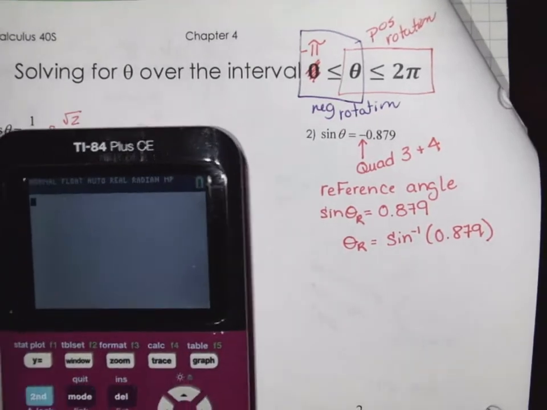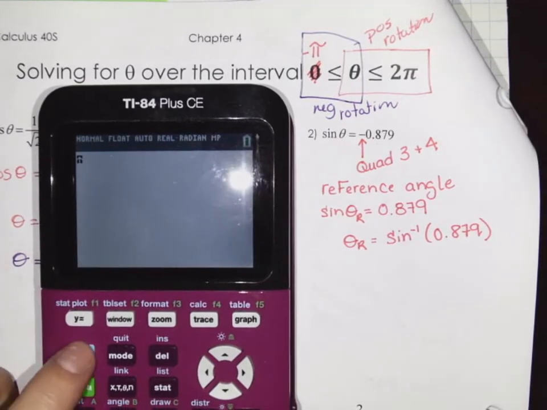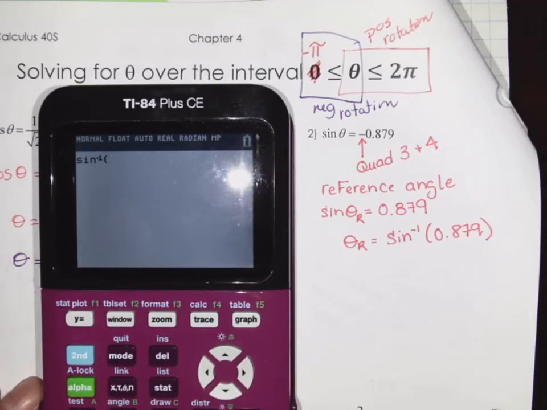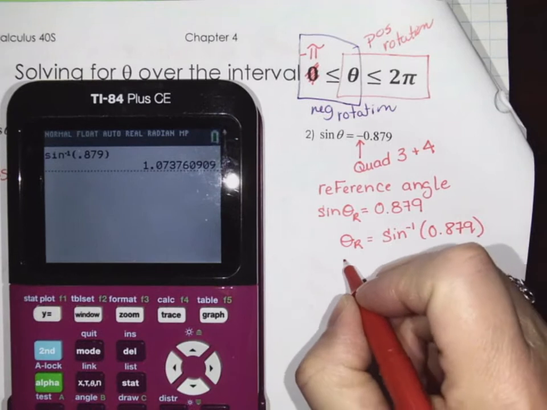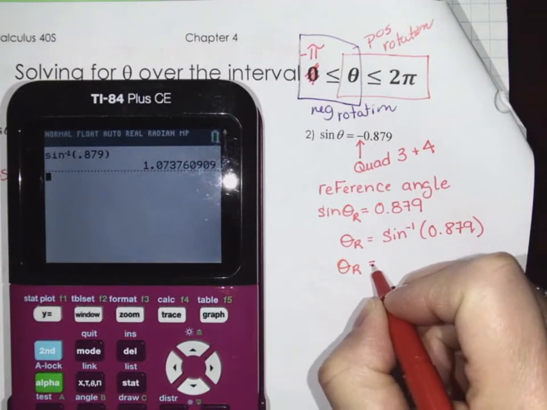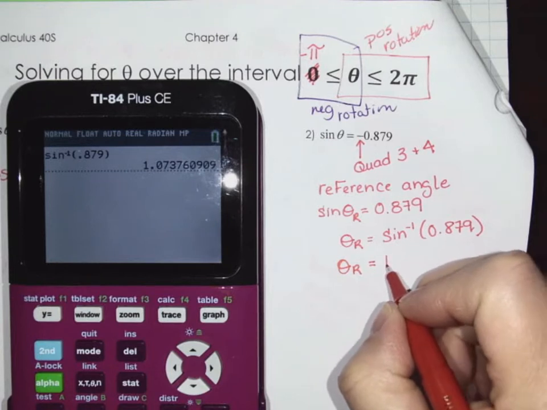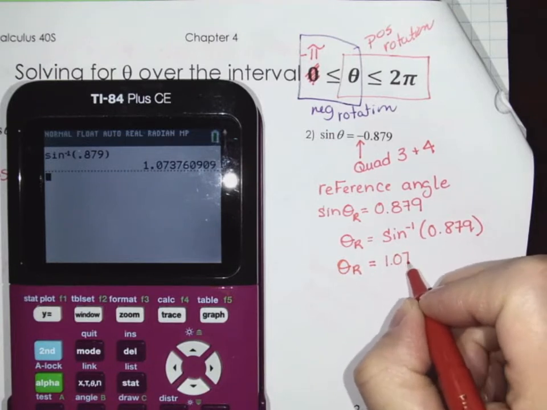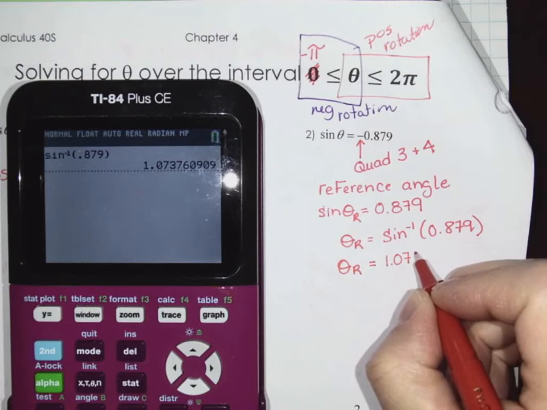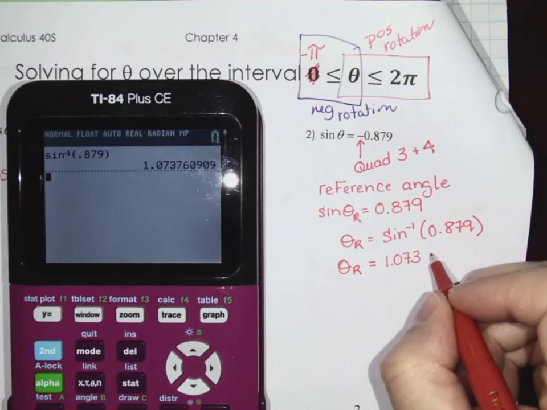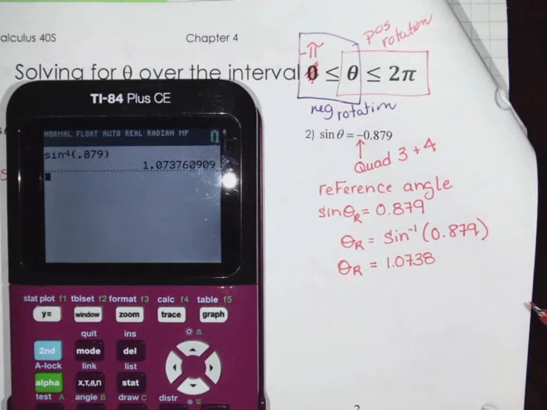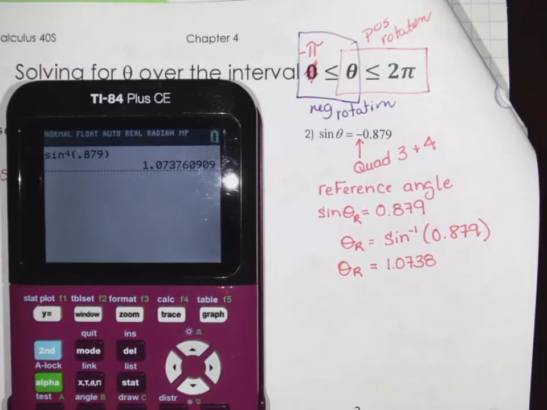So I'm going to go here. I'm going to use my handy dandy calculator. I'm going to go second function sine, put in a positive 8.79. Okay, so this is in radians. So my reference angle is 1.0738. Sorry, I'm just going to round it. Technically, I should use all of them, but we're going to do baby steps.